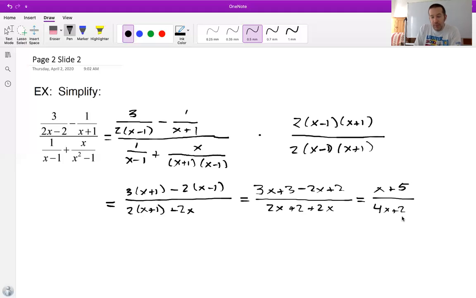This could be factored, but it's not going to change anything. I'm not going to cross anything out by doing that. So this is as good as any answer right here, in my opinion. So we can leave it like that if you'd like.